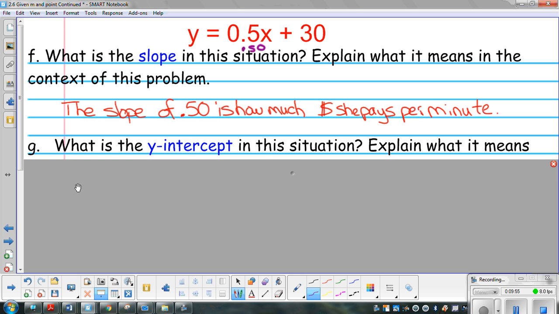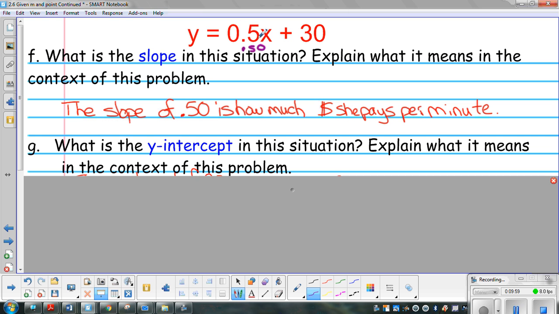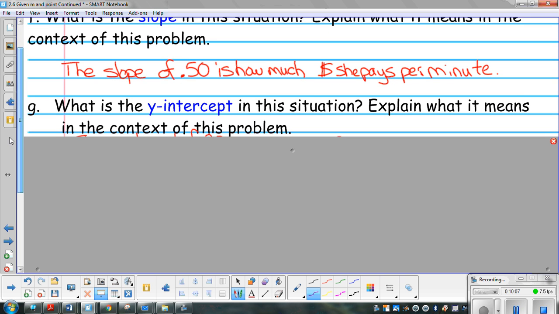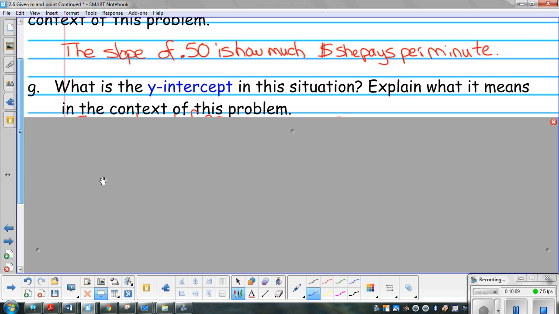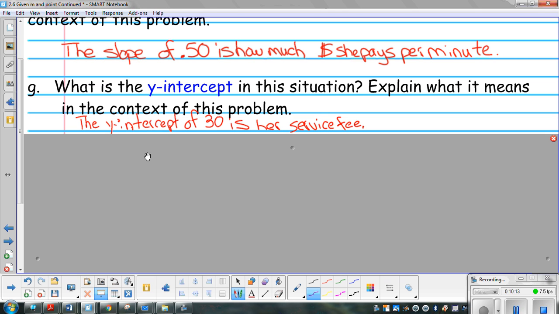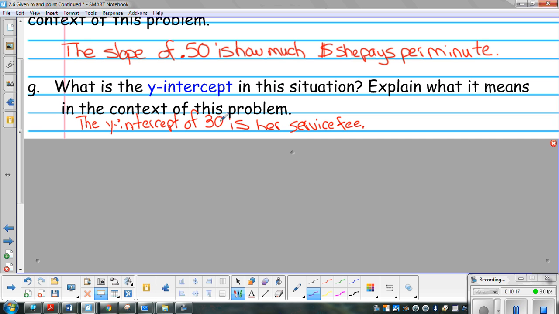The next question is, what does that y-intercept represent in this situation? Well, remember, the slope is attached to the x, the y-intercept is here on the end. So yes, the y-intercept is 30, but what does that mean for Shelby? What does she care about the 30? Well, the $30 is her one-time service fee. So the y-intercept of 30 is the service fee.